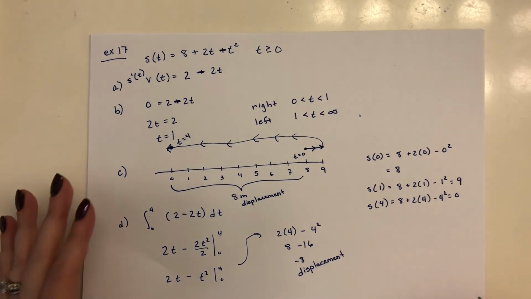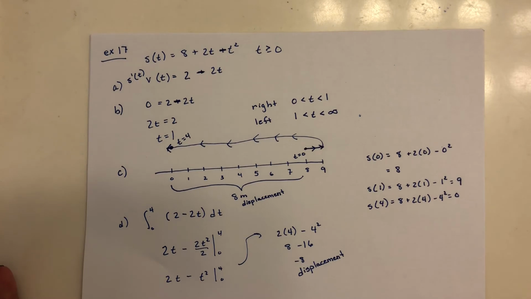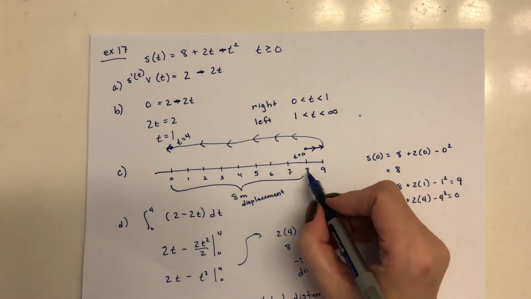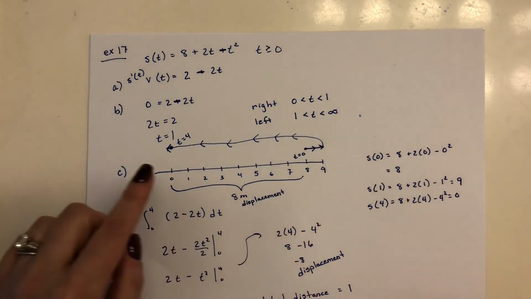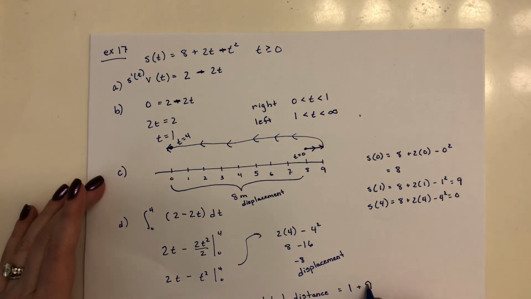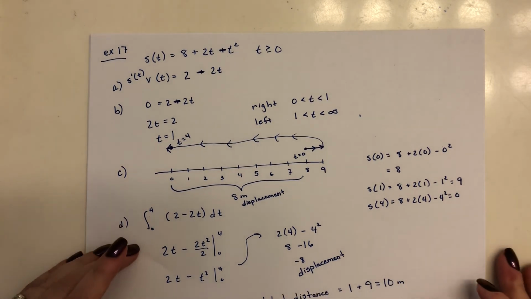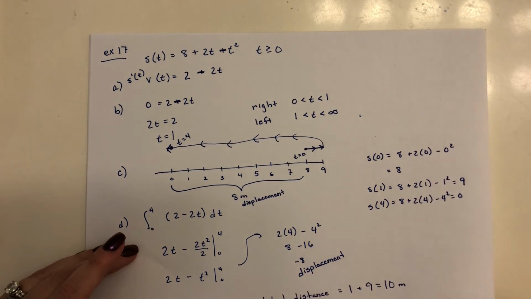On the other hand, I might want to know what the total distance traveled is. So if I want total distance traveled, I'm going to need to do a little bit more work. My total distance is going to be a little different. That's going to be the one that I traveled going from 8 to 9, plus I'm going to need to add on the 9 spaces going the other way. So my total distance traveled in this case is going to be 10 meters. So make sure that you're paying attention to your graph and the question that's asked.